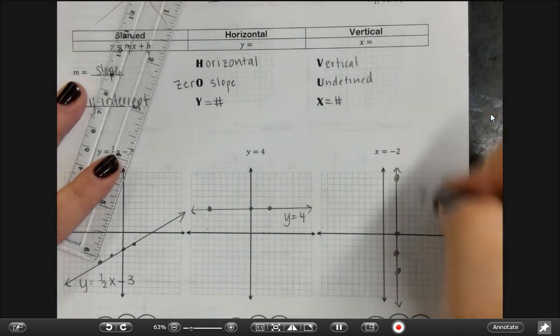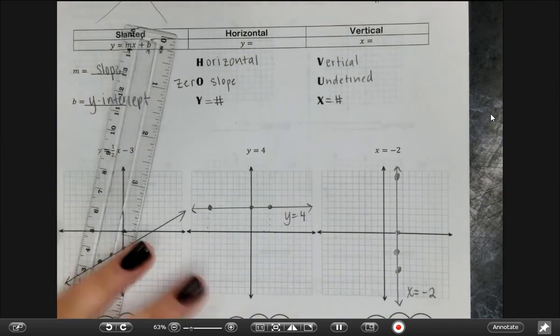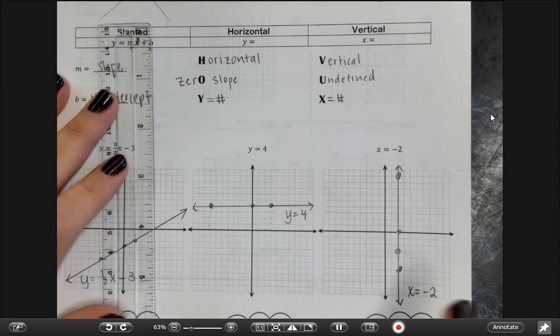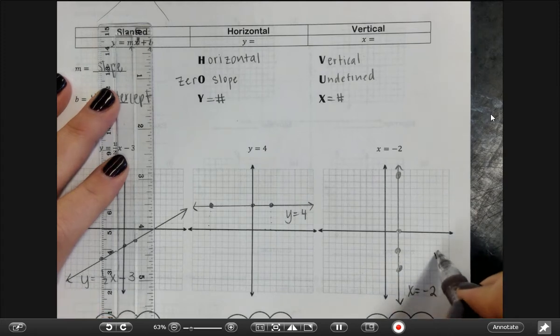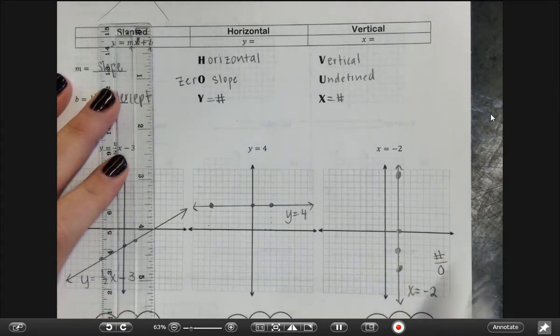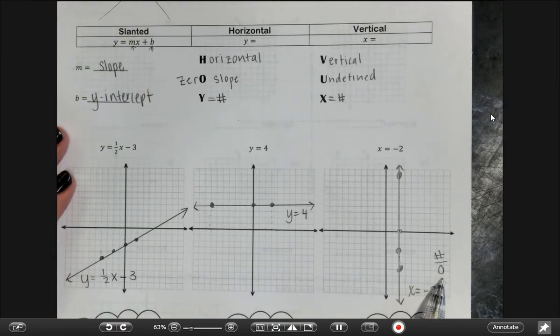And these vertical lines have undefined slope because why? Well, when you take the slope of this line, remember slope is rise over run. So I would rise 1, 2, 3, but do I run any? No. So I have rise as a number and I run 0, and you say to yourself, well, can you divide a number into 0 parts? No, you cannot. So it's undefined.